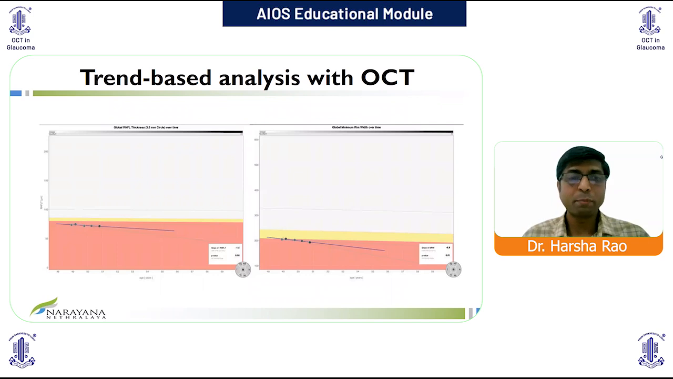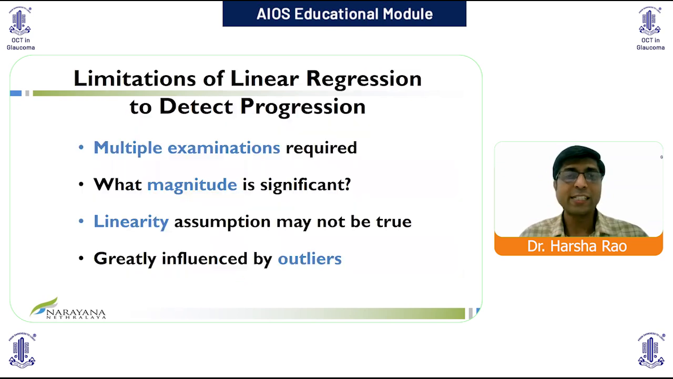Spectralis also gives a trend-based analysis both of the global RNFL thickness and of the global rim width. It gives a p-value of how confident we are about a trend, either a downward or an upward, mostly downward, which is what we are interested in, and the rate of change as well. Here it says that the RNFL is reducing at a rate of 1.5 microns per year, which is statistically significant at a p-value. It doesn't mean that it has to be clinically significant as well, but this is the rate of change happening, is what the OCT tells us.